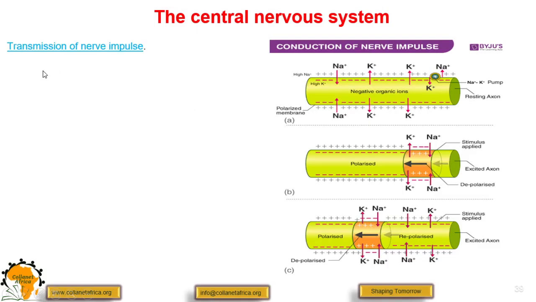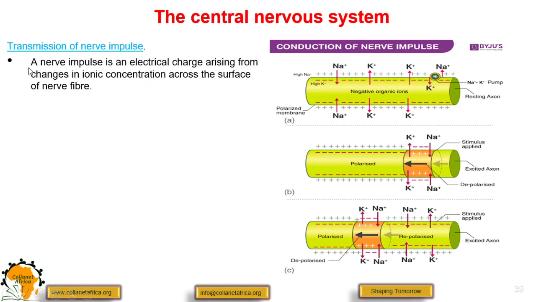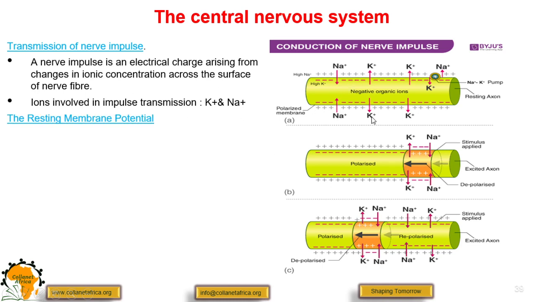So we want to look at the transmission of a nerve impulse. And how do we define a nerve impulse? It is an electrical charge arising from changes in ionic concentration across the surface of a nerve fiber. So this is a nerve fiber, and the ions involved are sodium and potassium.